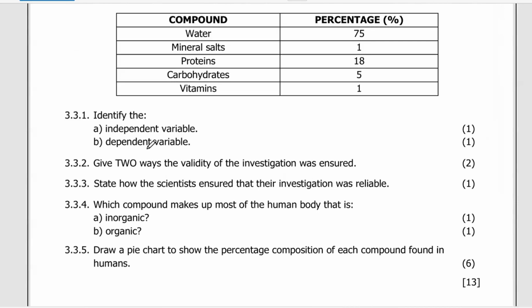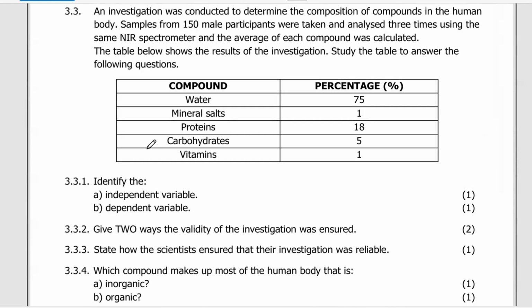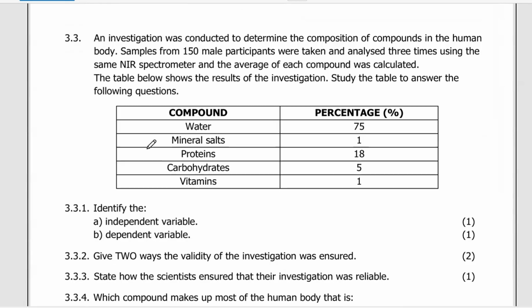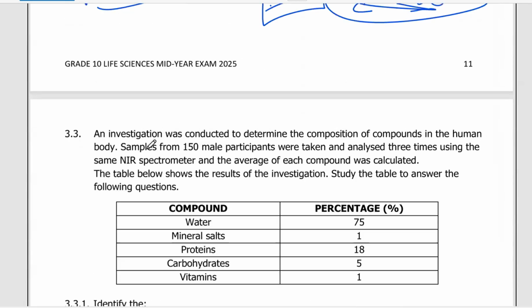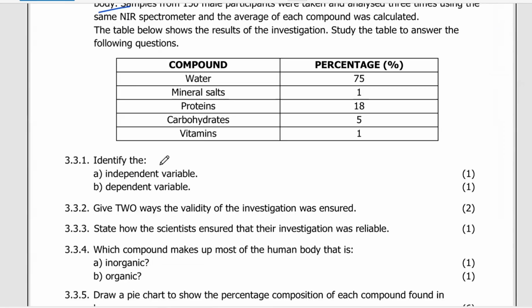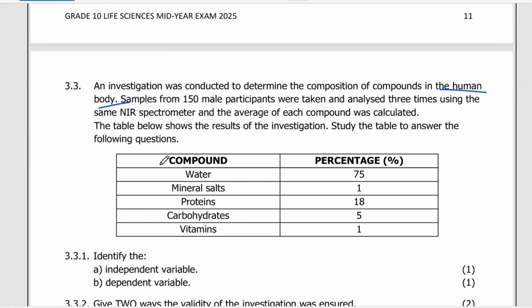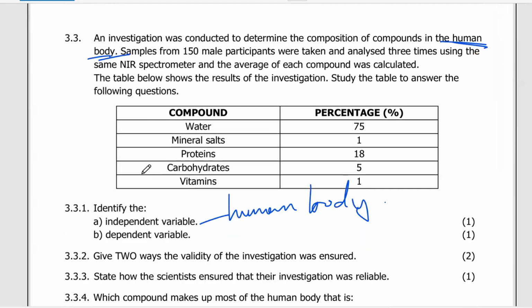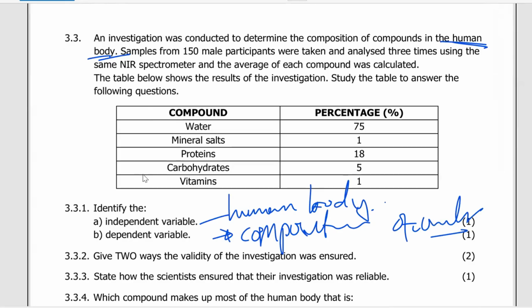They're looking for the independent variable. So if you're talking about the independent variable, we look at the investigation that was conducted on the composition of compounds in the human body. Okay, they're saying what is the independent variable? So the composition will depend on the human body. So meaning that here the human body is going to be the independent variable, and then the composition of compounds will depend on which type of human body is present.